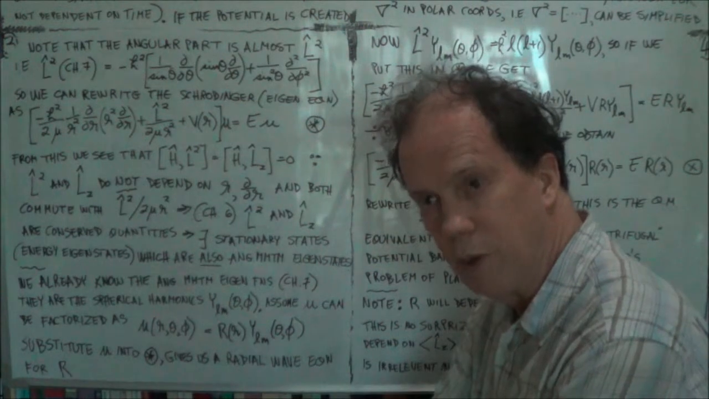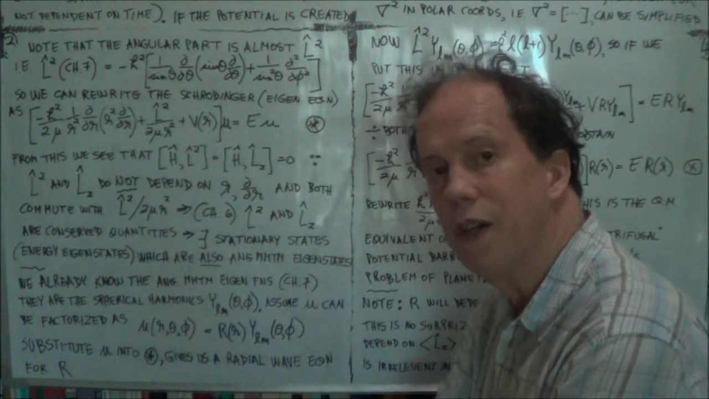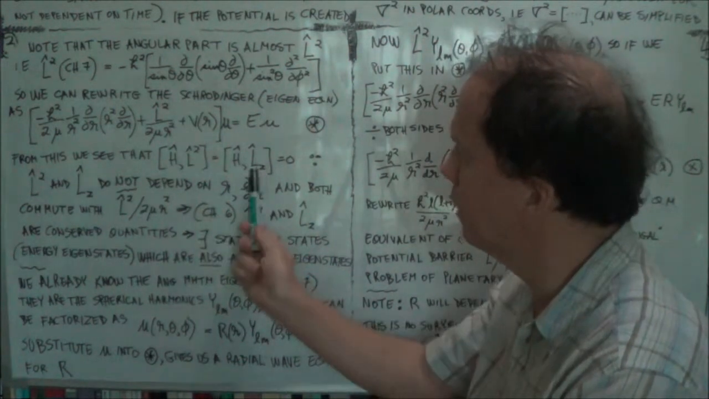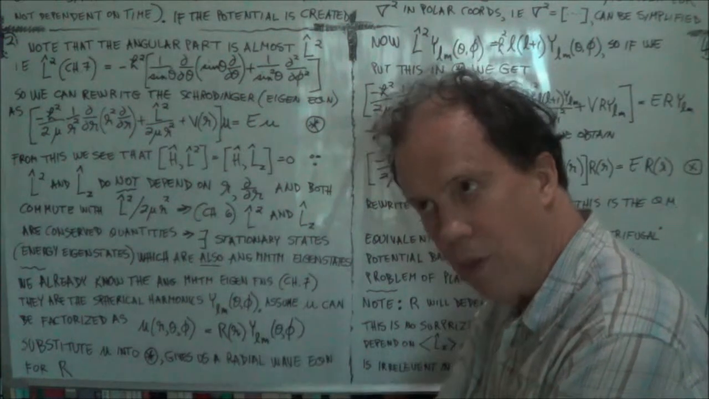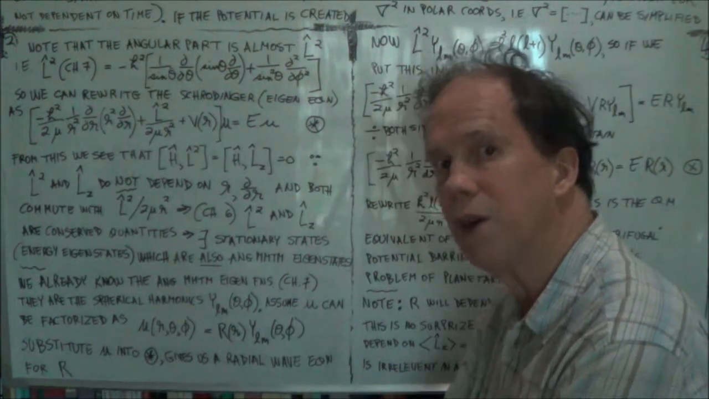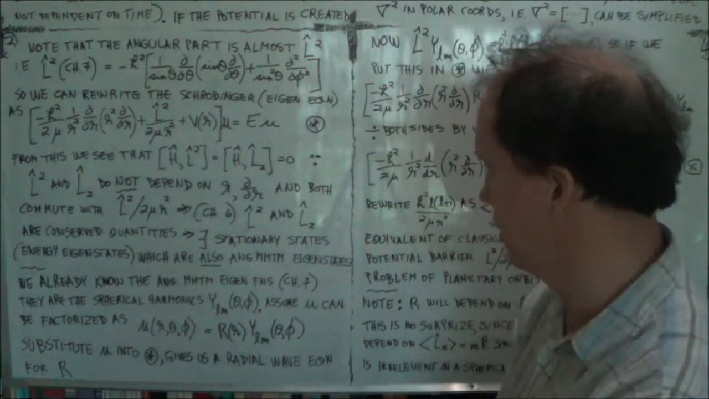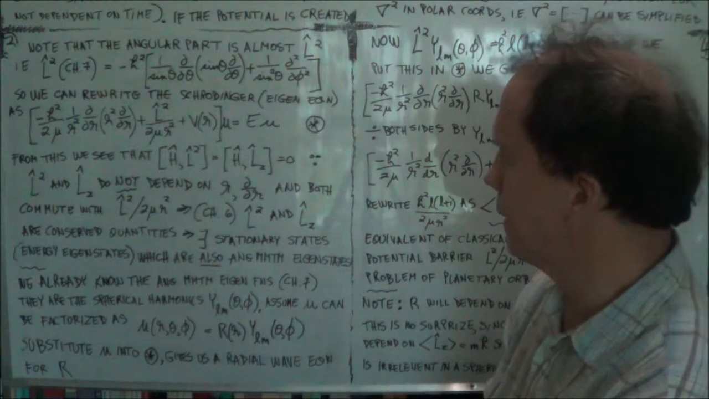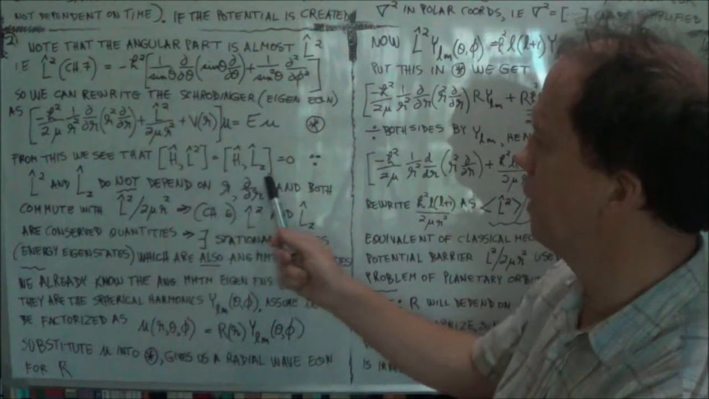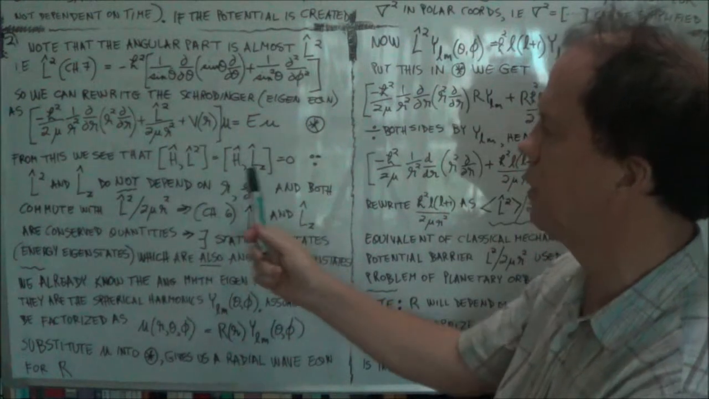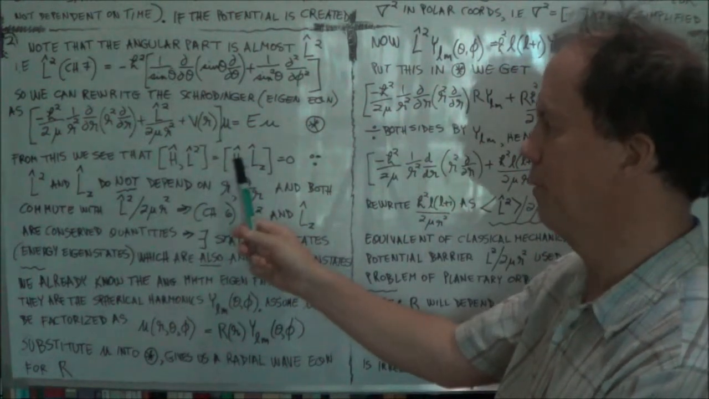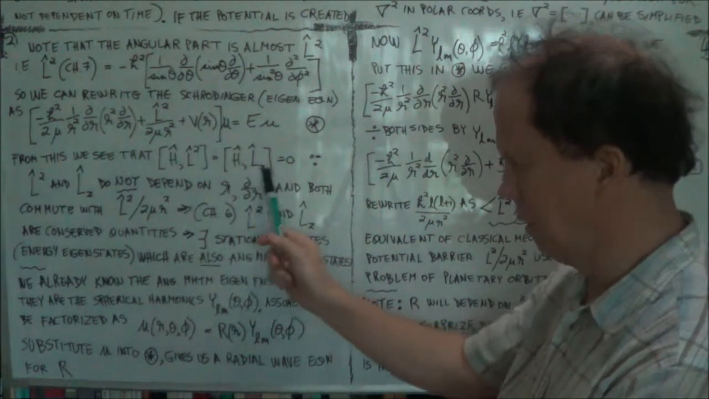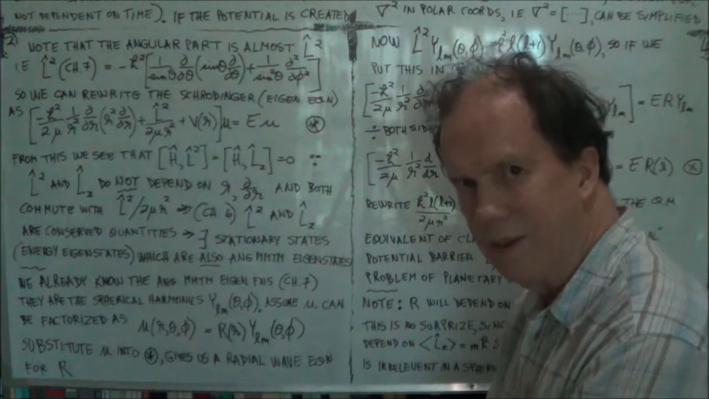Can you remember what they were? What are the eigenfunctions of the angular momentum operators L squared and L Z? Well, the spherical harmonics, the Y's, right? The Y L M. Okay, so if you form the commutator of the Hamiltonian, H hat, and L Z hat, it says here that it also commutes. Well, why is that?